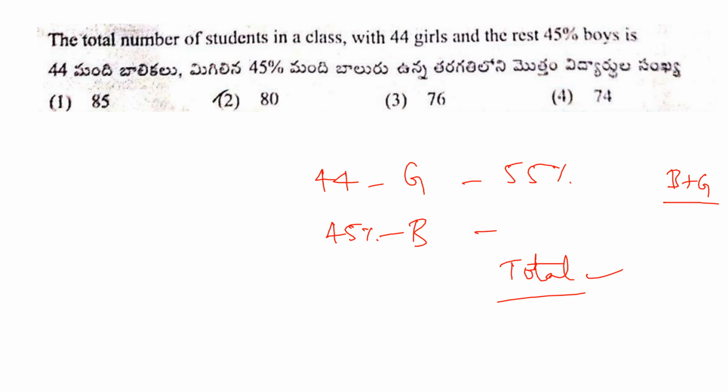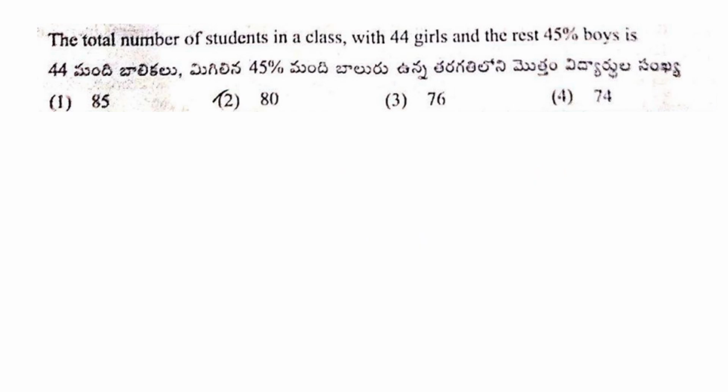We can do it in a single step. Let's see how we can do this. In the question they are saying 45% boys, which means the remaining is what percent? 55%. So we can say 55% girls. Okay, let's take this.